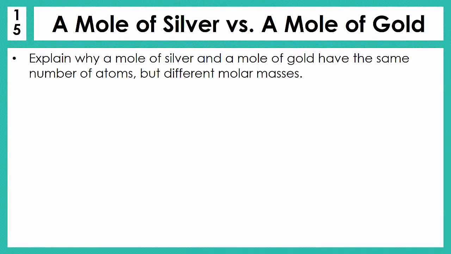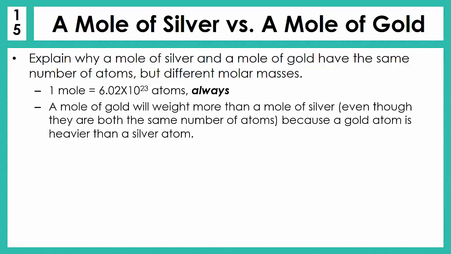Explain why a mole of silver and a mole of gold will have the same number of atoms, but different molar masses. So a mole is 6.02 times 10 to the 23rd atoms, and that's always going to be that number. So a mole of gold will weigh more than a mole of silver, even though they both have the same number of atoms, because a gold atom is heavier than a silver atom.